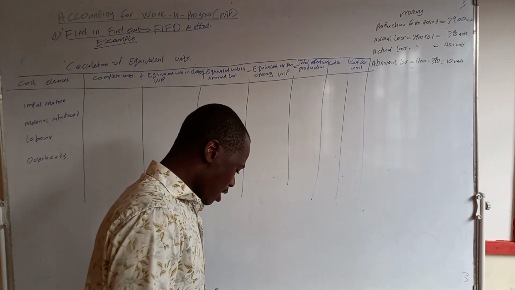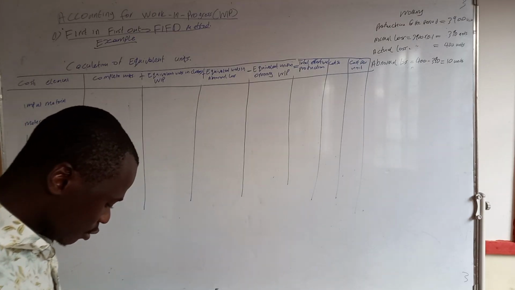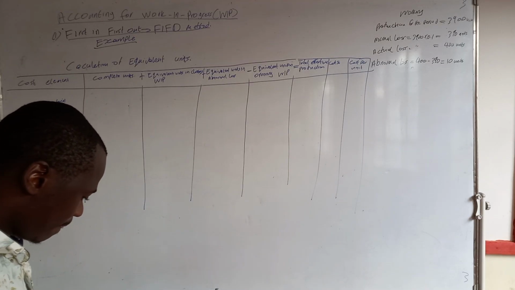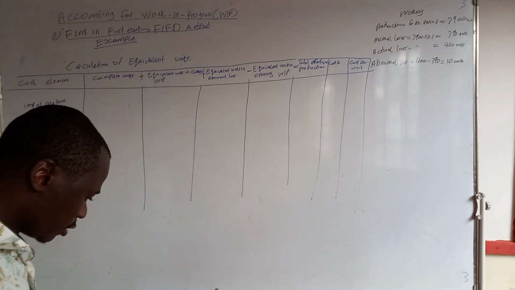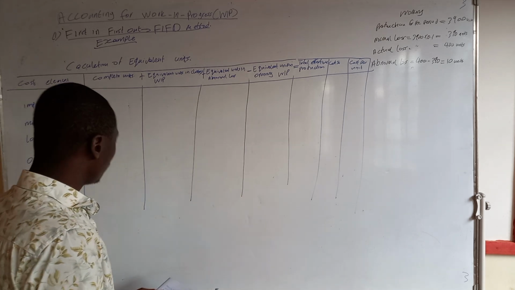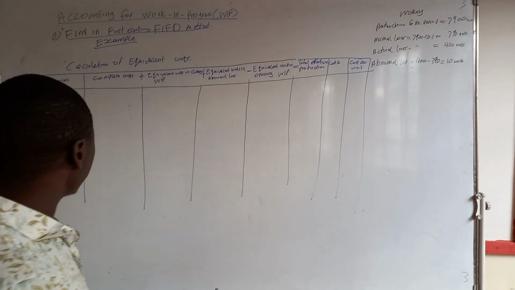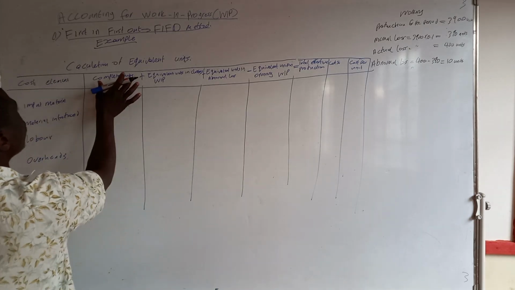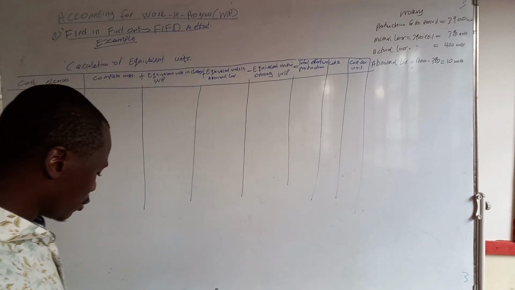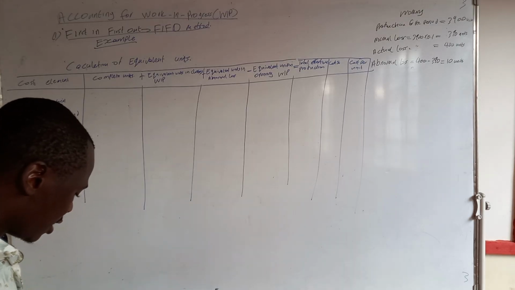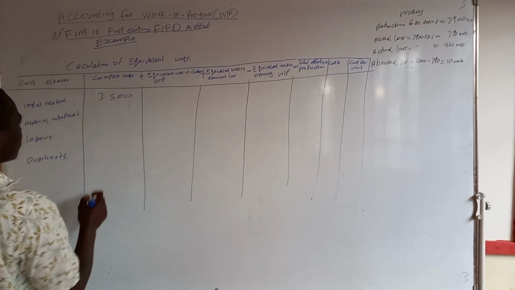Okay? Now, let us go back to our question. Let us start with input material and the completion. We are told here, transfer to process 3. That is what is completed. What is completed is what we transfer to process 3, and we are told it was 3,500 units.